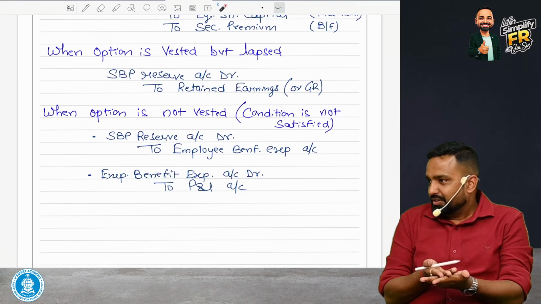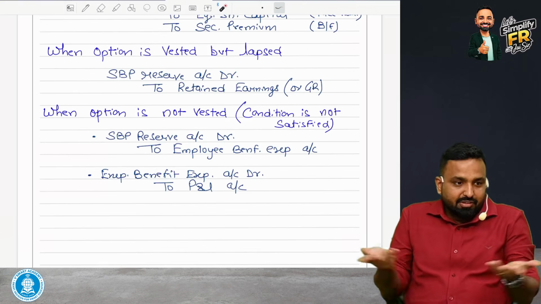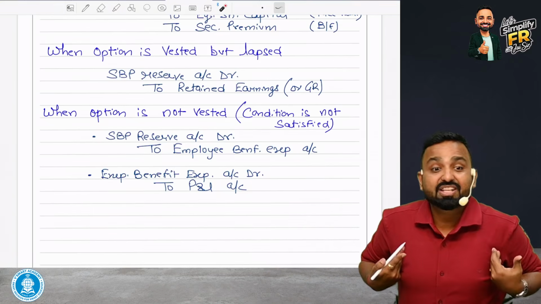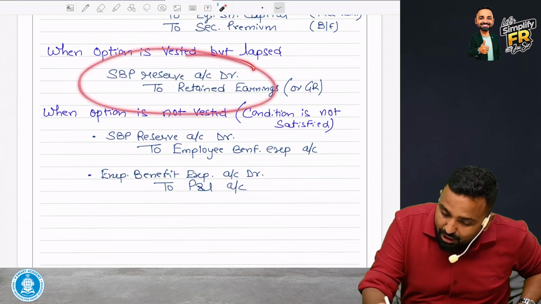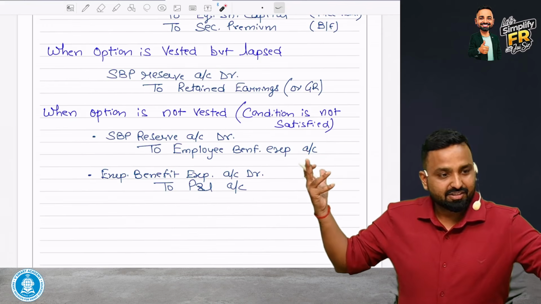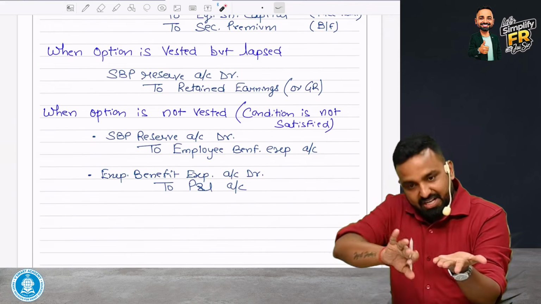Option is not vested. Condition is not satisfied. That means I haven't received the value. I haven't received the service. But here, why am I not creating P&L again? I received the service. If I receive the service, I need to book the expense.